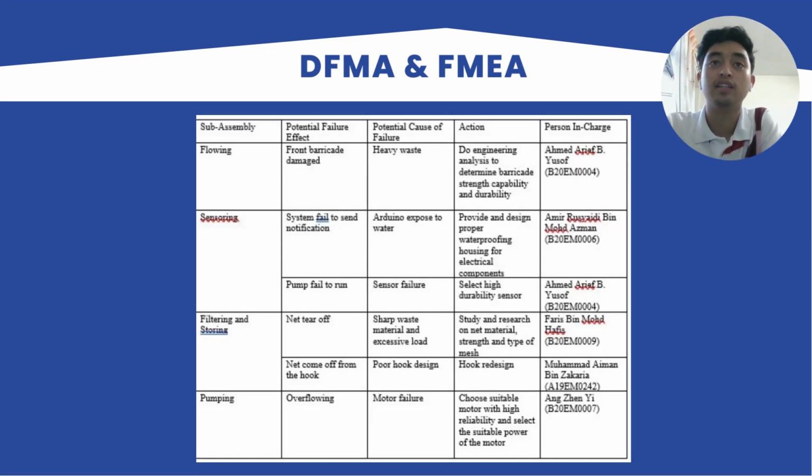This is the FMEA table for all the sub-assemblies: flowing, sensing, filtering, storing, and lastly pumping. This table shows the potential failure effects and the actions needed to be taken, and all these issues have been assigned to the person in charge as shown in the table.